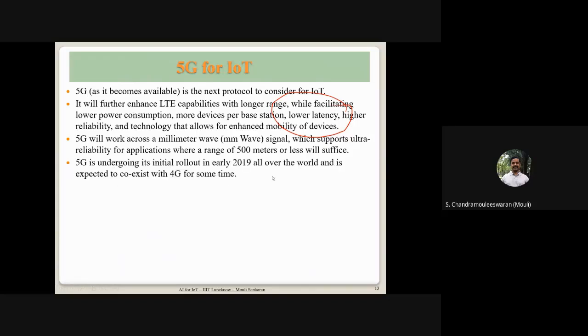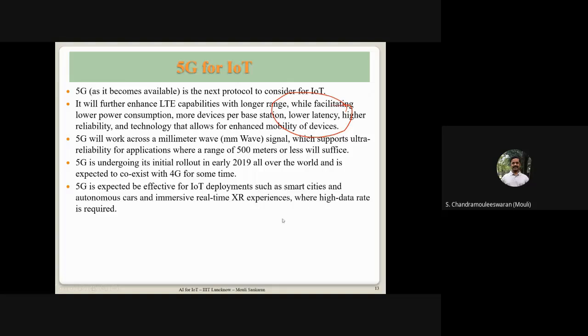And it's going into initial trial now. Soon it will be used. This is extended reality, like a virtual reality. You have this kind of applications where you need gaming and instant, even medical, where you want to do a surgery remotely, then 5G has to be used, where reliability is important and data rate is important.